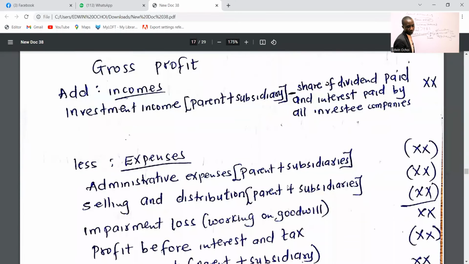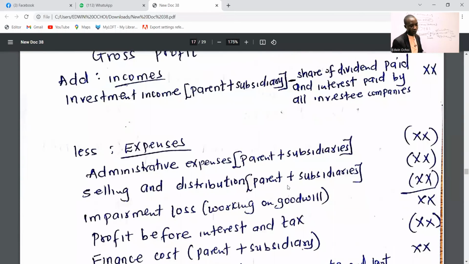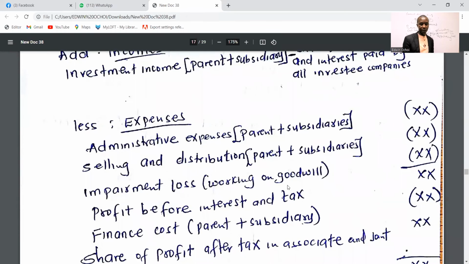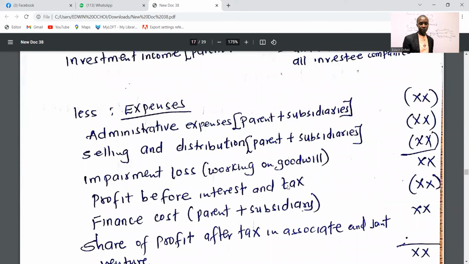So then you go to expenses. Administrative expense is just taking the parent plus subsidiary figures. Selling and distribution, the parent and subsidiary. Impairment you introduce there is based on the goodwill. You will do a working on goodwill. You get profit before interest and tax. Finance cost, you take parent plus subsidiary figures.